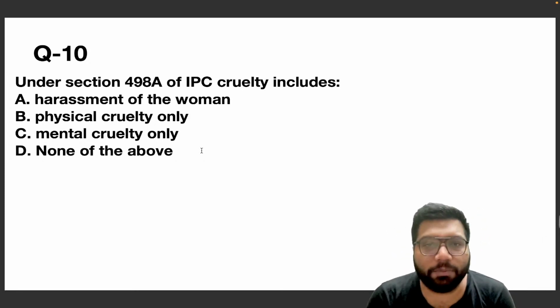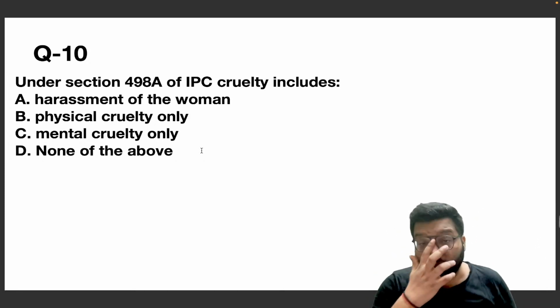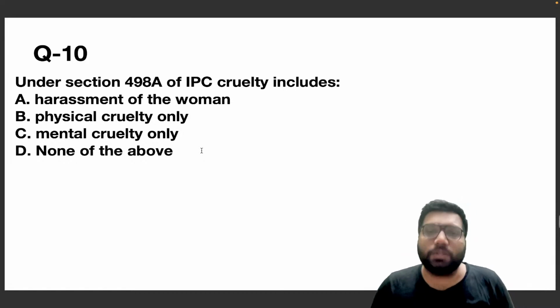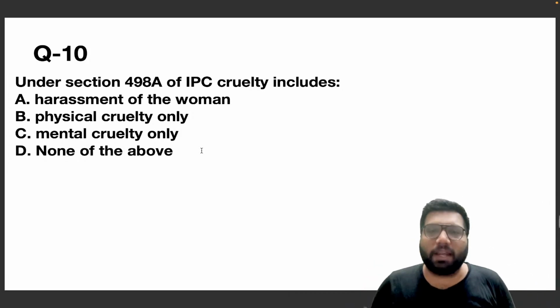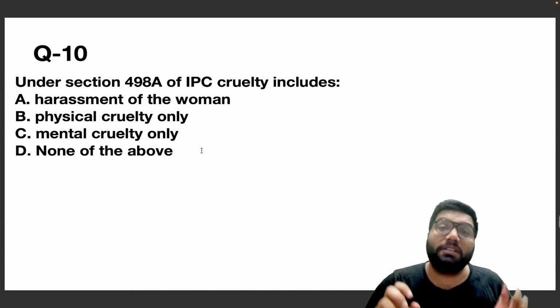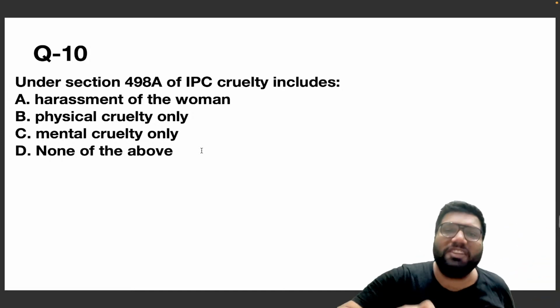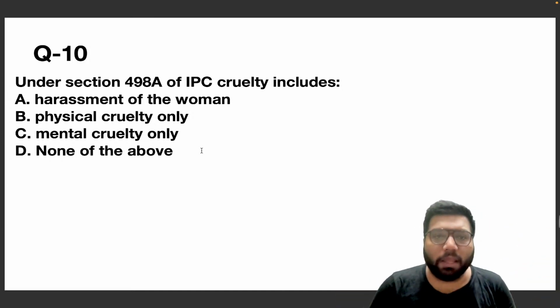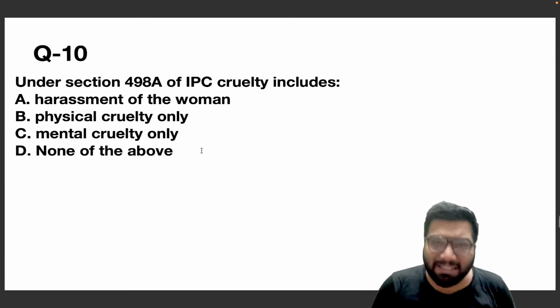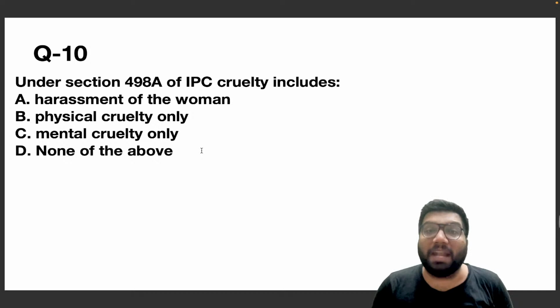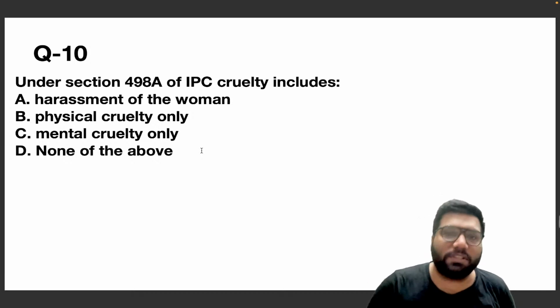See, students, when it comes to cruelty, there is one interesting story in relation to this concept. If you go into the history of this term, you will find that cruelty usually meant physical cruelty only. But with time we understand that there can be a case of mental cruelty as well. So it's not all about physical.